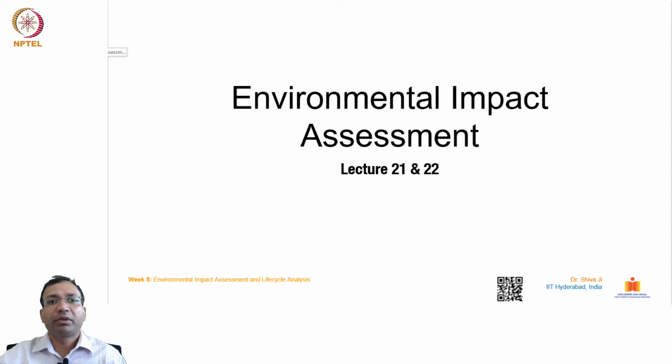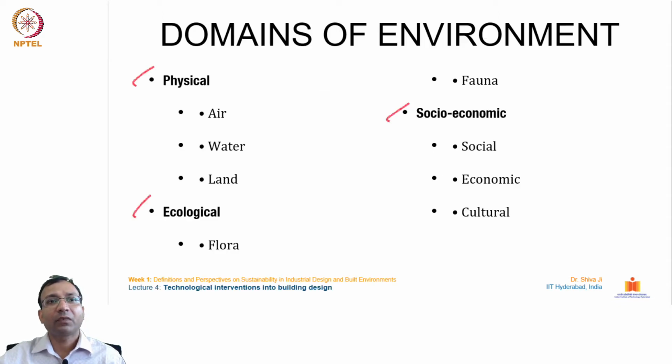Now we will discuss environmental impact assessment. If you see, there are several domains in the environment, in the overall sustainability. Those are physical domains, ecological domains, and socio-economic domains, and they have subdomains inside: air, water, land, earth, etc. Then we have flora, fauna, other species and life forms. Inside the socio-economic domain, we have social, economic and cultural subdomains.